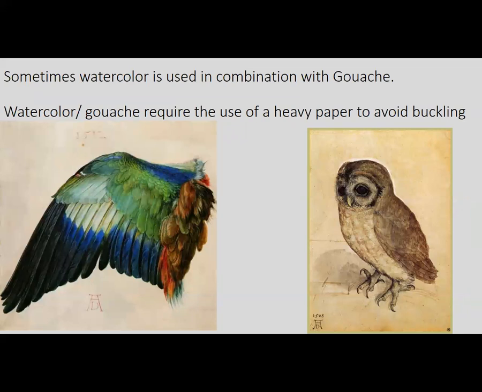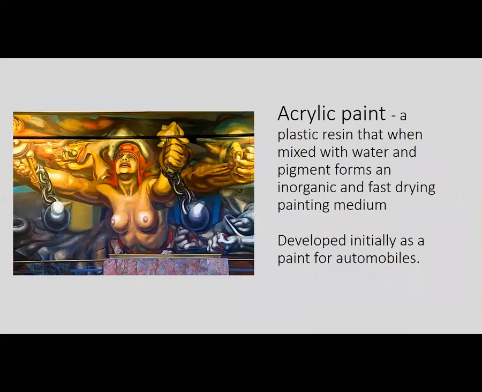Sometimes watercolor is used in combination with gouache, and Albrecht Dürer did that a lot. When he's using really transparent areas, he's using watercolor, but when he goes back in with the darker details, he used gouache in his pieces. Again, you have to use heavy paper, because when it gets wet, paper buckles. So you have to use super heavy paper.